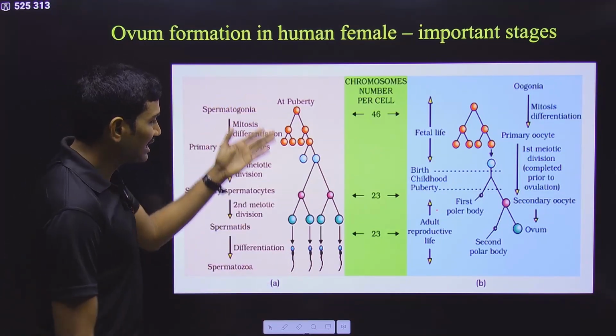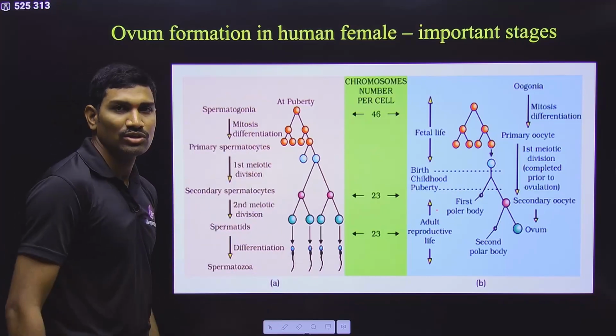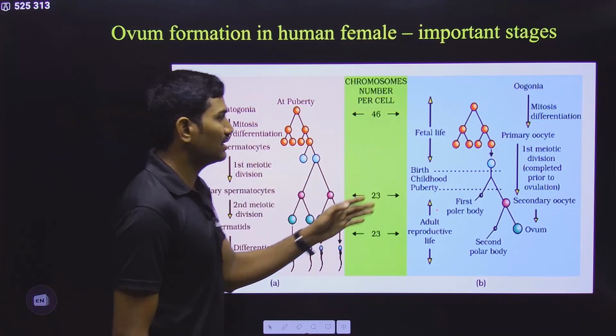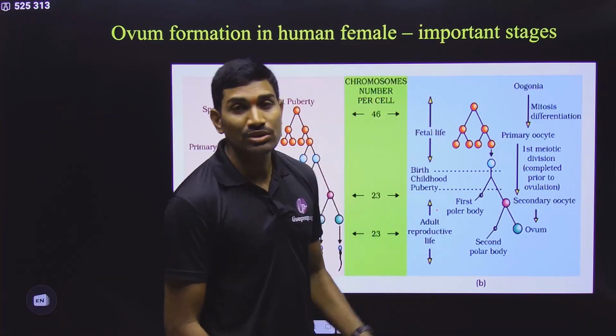Clear? And it is a continuous process. Once it starts, it is a continuous process. It is not stopping in between. Clear? For this there is no problem. Clear? Come to the oogenesis process.